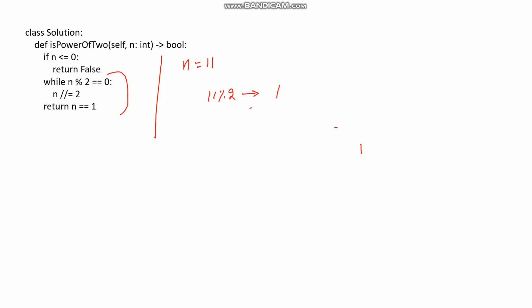When the condition is false, we come outside immediately. Return n double equals 1. What is the n value? 11. 11 equals 1? The condition is false. This means this is not a power of 2.